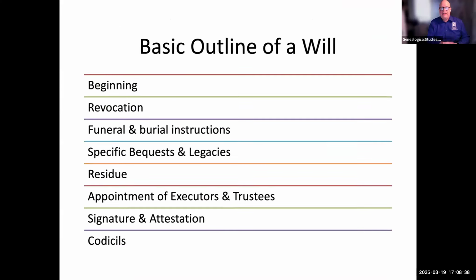Now let's talk about the outline of a will. This is a very basic outline. Wills are supposed to be very simple documents. Why? Because we want people to draft wills. We want people to put their estates in wills so that the heirs aren't left trying to figure out what to do with all this stuff or fight over the property, whatnot. So here's the basic outline.